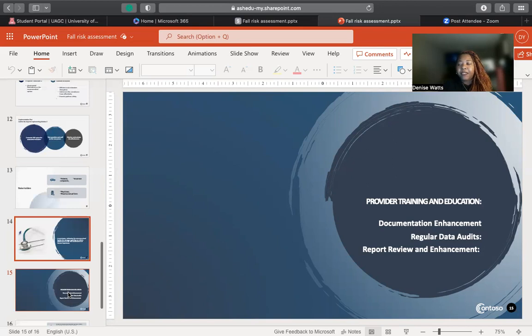By implementing these measures, Sunnyland Medical Clinic can address the identified issues, improve our clinic's performance in fall risk assessments, and ultimately enhance patient safety while securing our ACO funding. We remain committed to delivering the highest quality care to our patients and maintaining our position as a leader in accountable care.